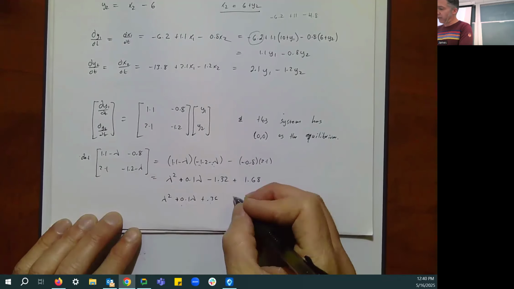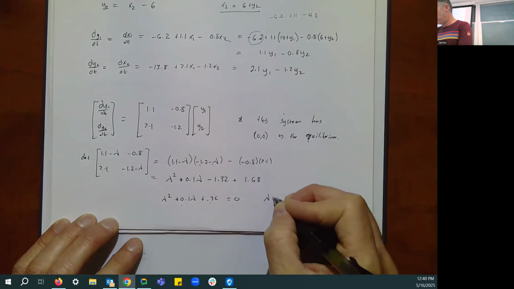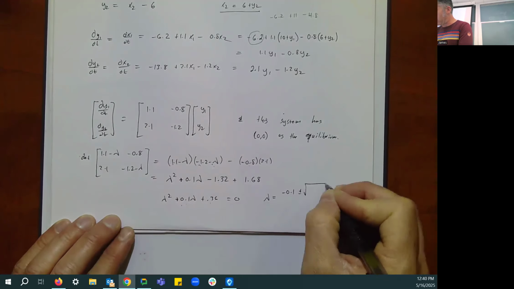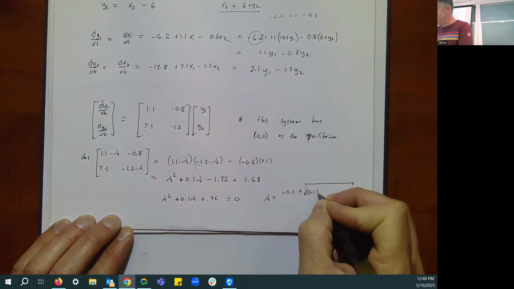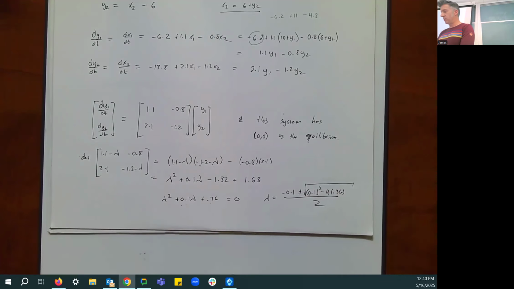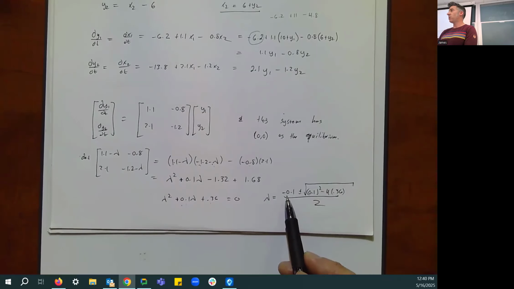So then if we want to find the eigenvalues, set this equal to 0, you use the quadratic formula, and you get negative 0.1 plus or minus the square root of 0.1 squared minus 4 times 0.36 all over 2. And we can certainly see that the inside of that square root is negative, so we have complex eigenvalues, and we have a negative real part, so they are stable complex or stable spiral things.